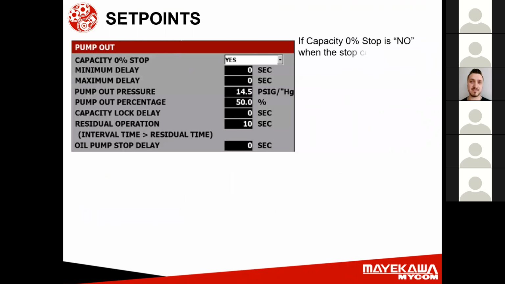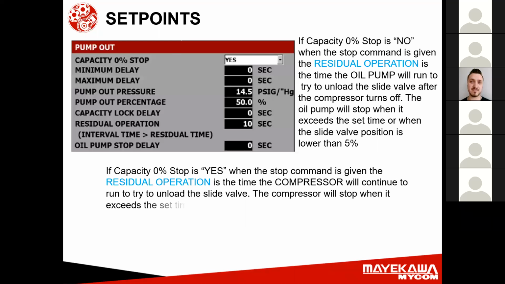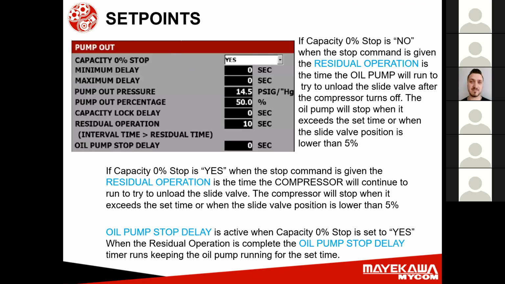The residual operation timer is the amount of time the compressor or oil pump will continue to run after pump out has completed to try to unload the slide valve to 5%. If capacity 0% stop is selected as no, the compressor will turn off and the oil pump will continue to run for the residual operation. Where if yes is selected, the compressor will continue to run for the residual operation time. And once complete, the oil pump will continue to run for the oil pump stop delay time before shutting down.